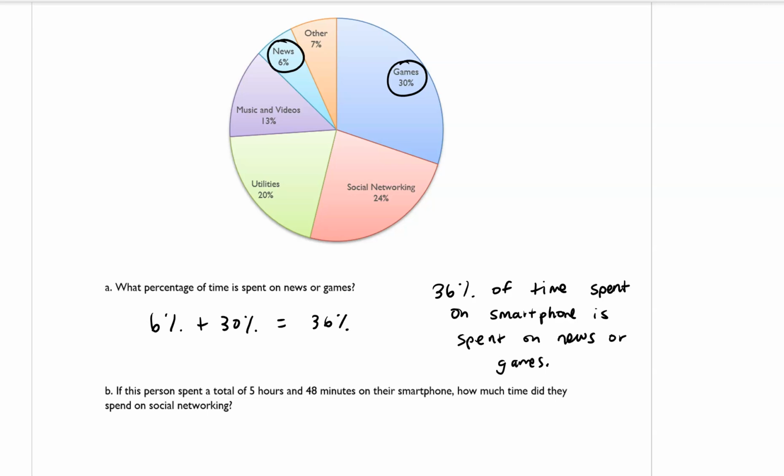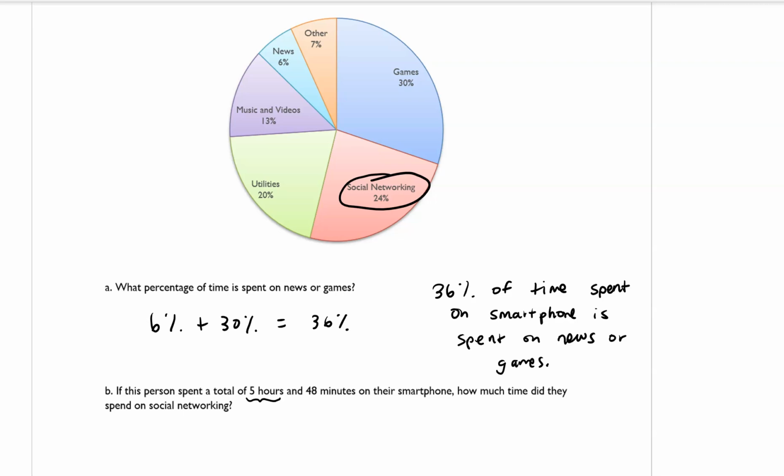Part B says, if this person spent a total of 5 hours and 48 minutes on their smartphone, how much time did they spend on social networking? So here's the social networking, and that is 24% of their total time. So the first thing that I want to do is convert this 5 hours into minutes so that our total time is changed into minutes.